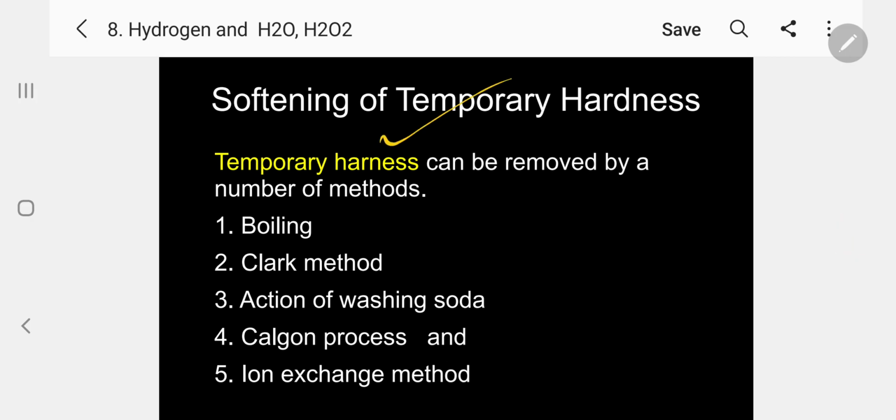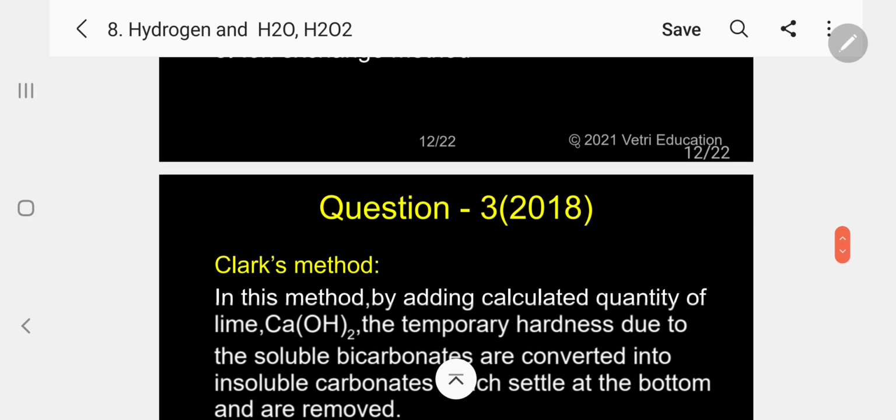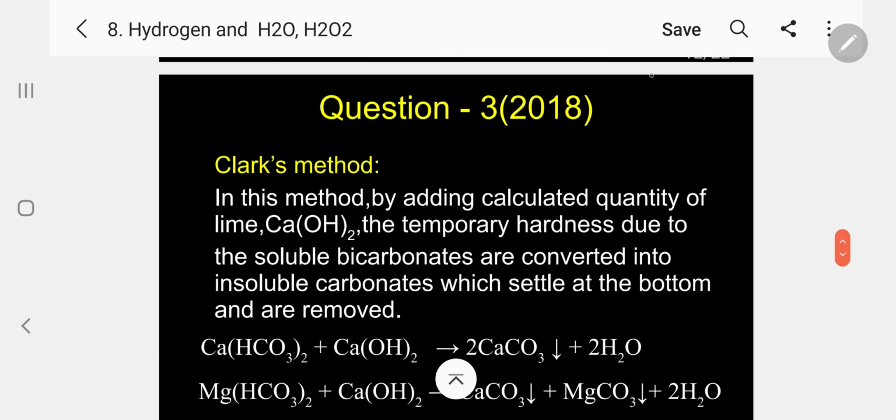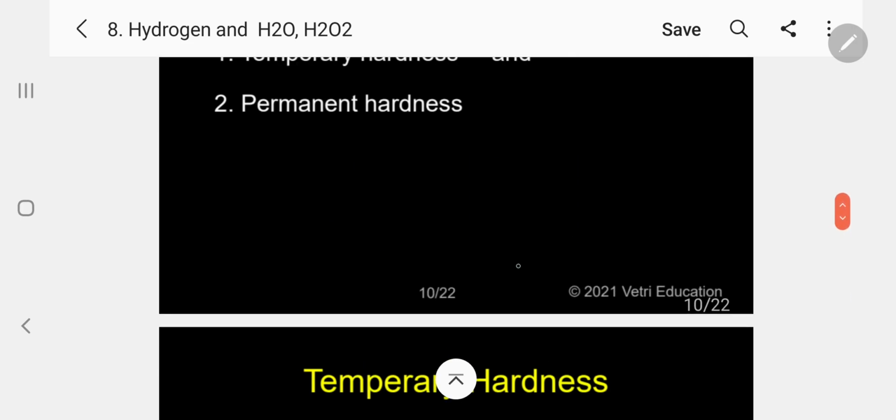Temporary hardness can be removed by a number of methods. Please follow. One, boiling method. Two, Clark's method, action of washing soda. Calgon process. Ion exchange method. So many methods are available for temporary hardness. Now, let me come to the question. What is the question? Just see here.